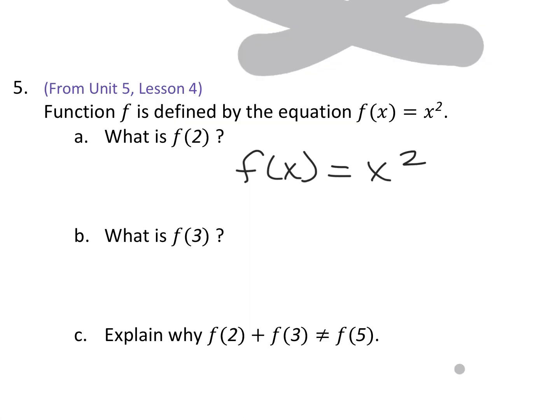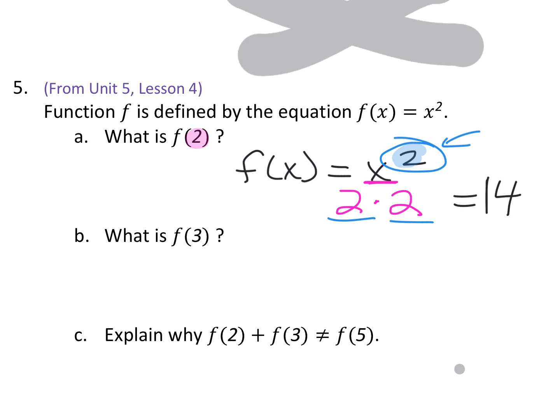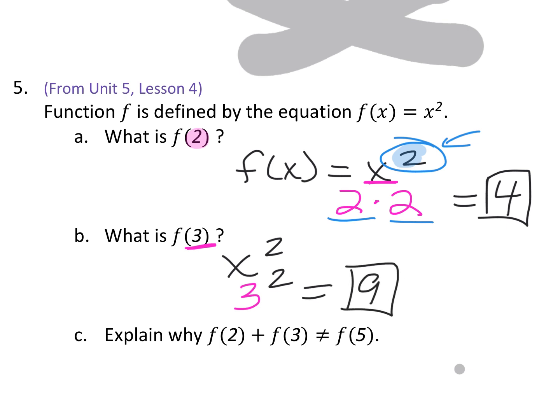For letter A, remember that squaring something, making it to the second power, means that you multiply that number by itself 2 times. So I am going to do 2 times 2, because that's what it means to square something. I take the x and multiply it by itself 2 times. So 2 times 2 equals 4. I'm going to do the same thing, except now I'm going to substitute in a 3. So 3 to the second power equals 9, because that's 3 times 3.